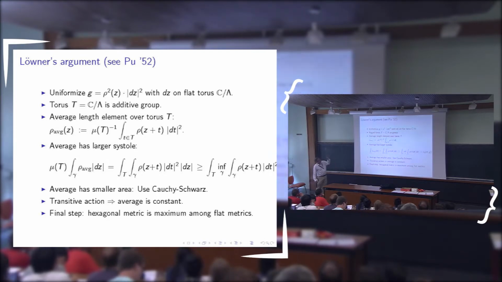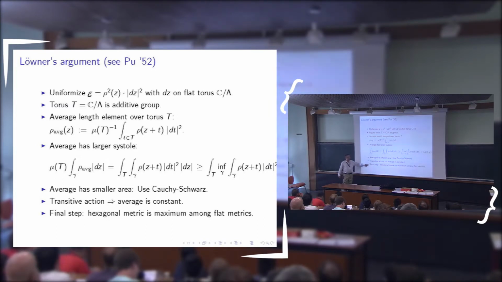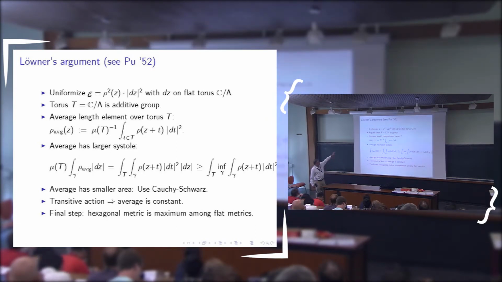But based on his student's thesis, one can try to look at the argument. So this is a pretty long slide. I'm just going to run over it. One of the reasons I'm going to run over it is that this final step is where we got started in our project, trying to understand a good proof for that. I'm not sure it's his proof. Based on Pu, I think the first part is Loewner's argument.